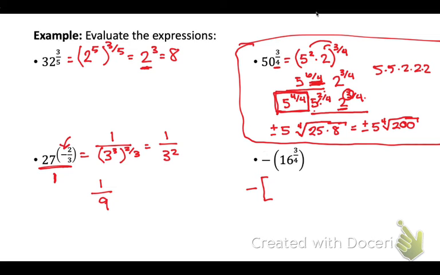Okay, minus. 16 is what? 2 to the 4th. So I have 2 to the 4th to the 3/4. You can put parentheses, they're the same thing. I just like brackets. So 4 times 3/4 is 3, so 2 to the 3rd. This is plus or minus 2 to the 3rd, yes? So I have negative plus or minus 8.